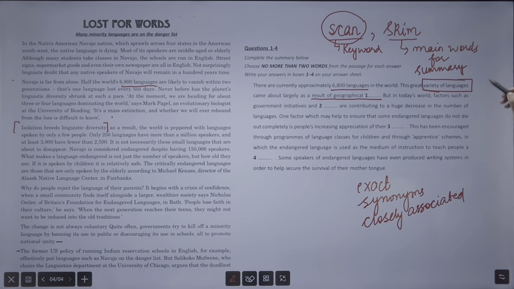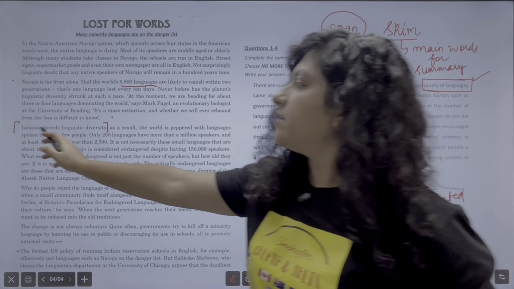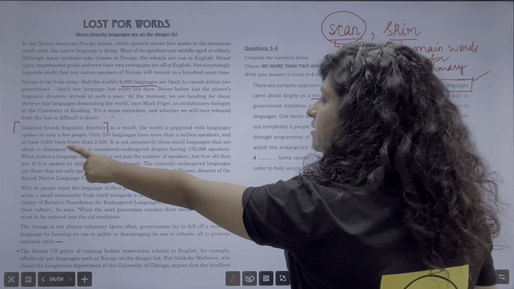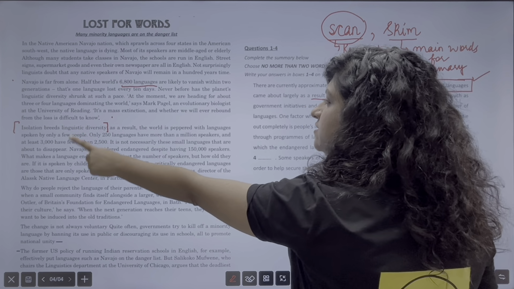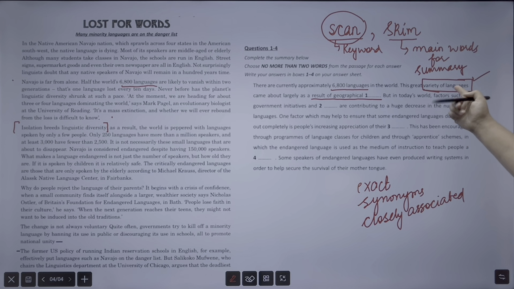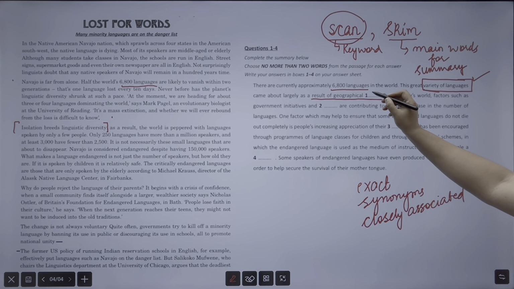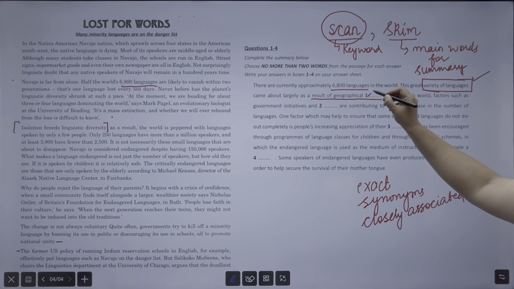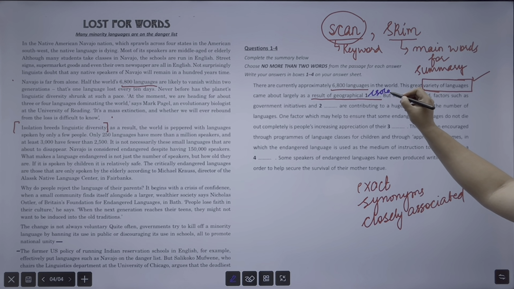Then what causes linguistic diversity? Isolation breeds. So if isolation breeds linguistic diversity, that means isolation causes variety of languages. So what causes variety of languages? That would be geographical, and the correct answer here would be isolation. That would be the correct answer.